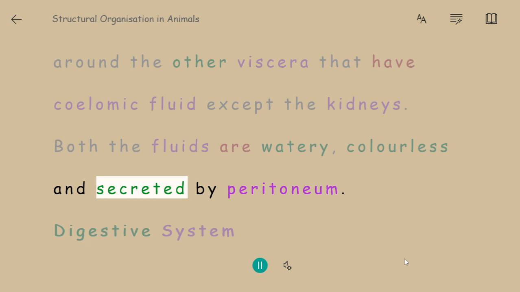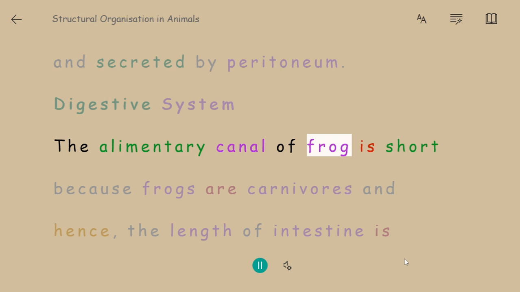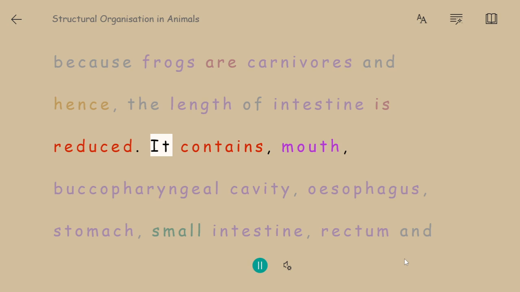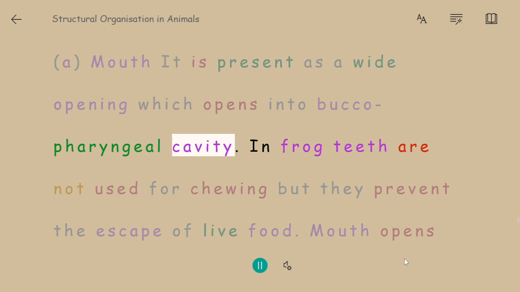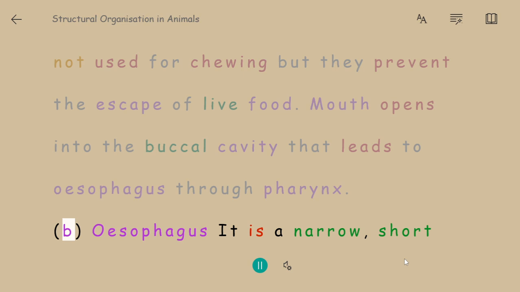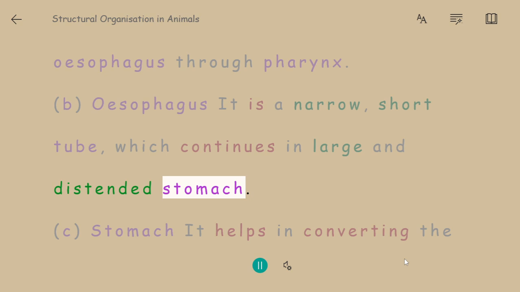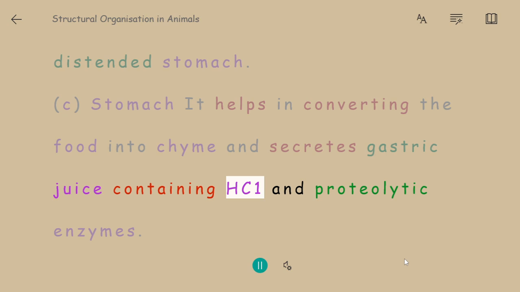Digestive system. The alimentary canal of frog is short because frogs are carnivores and hence, the length of intestine is reduced. It contains mouth, buccopharyngeal cavity, esophagus, stomach, small intestine, rectum, and cloaca. A. Mouth, it is present as a wide opening which opens into buccopharyngeal cavity. In frog, teeth are not used for chewing, but they prevent the escape of live food. Mouth opens into the buccal cavity that leads to esophagus through pharynx. B. Esophagus, it is a narrow, short tube, which continues in large and distended stomach. C. Stomach, it helps in converting the food into chyme and secretes gastric juice containing HCl and proteolytic enzymes.